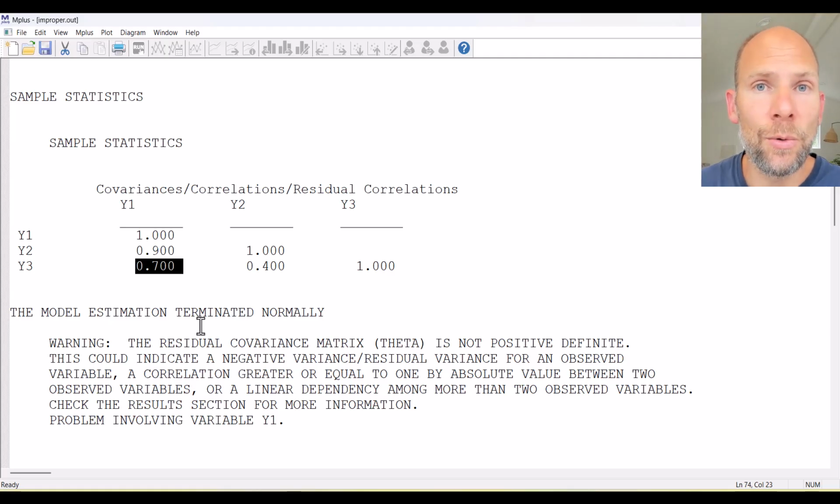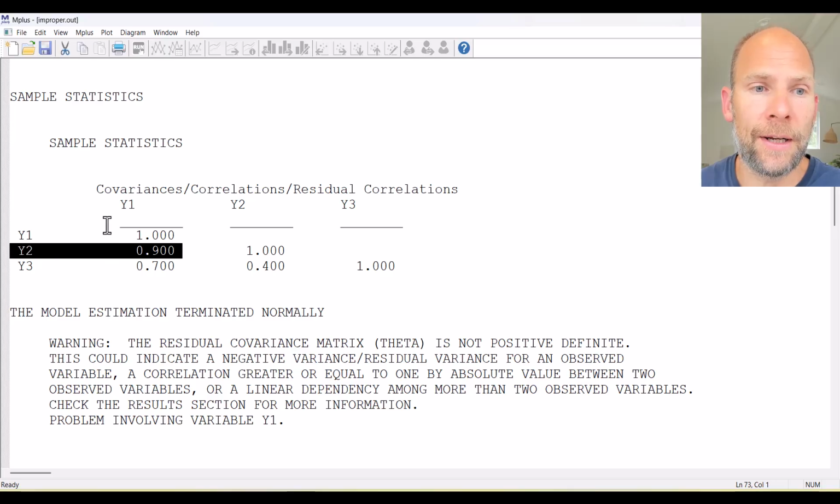Another solution here might be to say, well, y1 and y2, they're so highly correlated. So those are two great indicators of the same factor. 0.9 is really good. So let's just use those two. And that is a possibility. So you can use two indicators for a factor as opposed to three indicators.